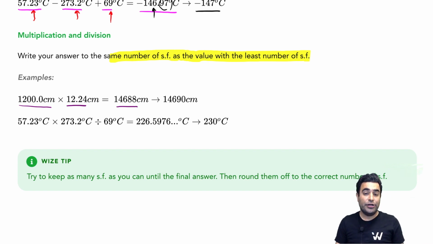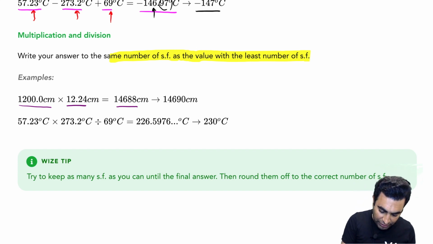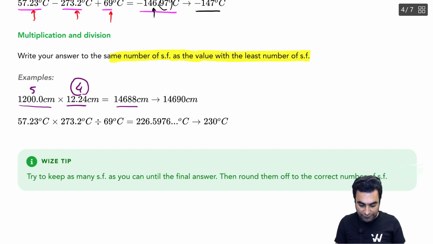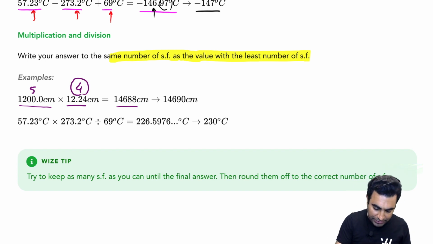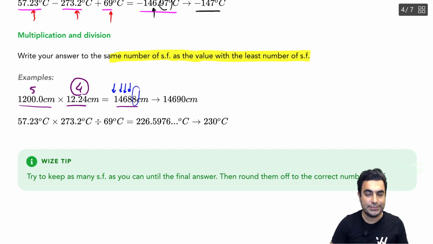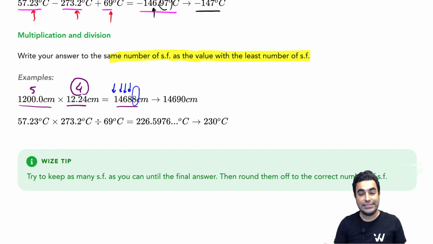14,688. Remember, we want to pick the least number of significant figures in the original numbers. So we had 5 and 4. That's why we have to keep only 4 significant figures in the final answer. I'm going to start from the left-hand side and keep the important figures. So here we keep 1, 4, 6, and 8, which means that we have to round off the 8. We cannot just drop 8. We need to round it off to the closest number.